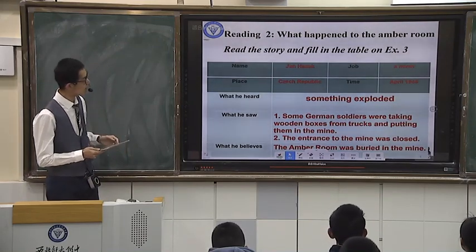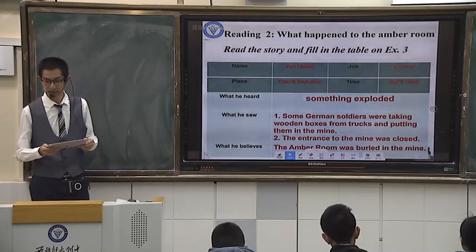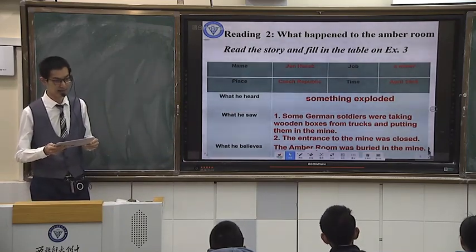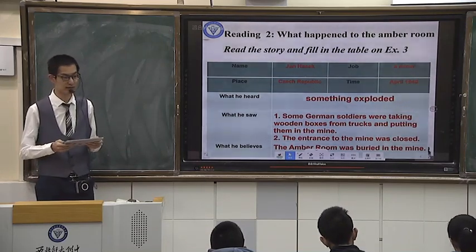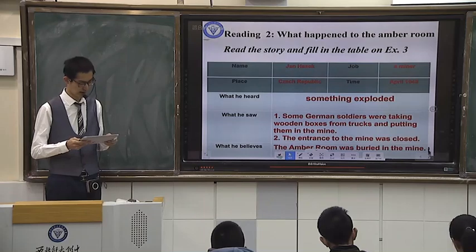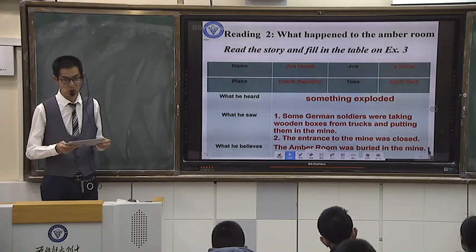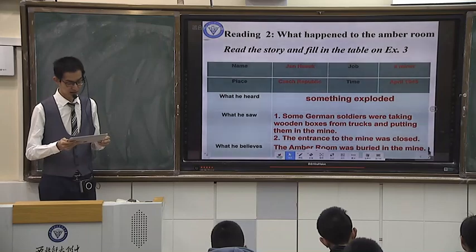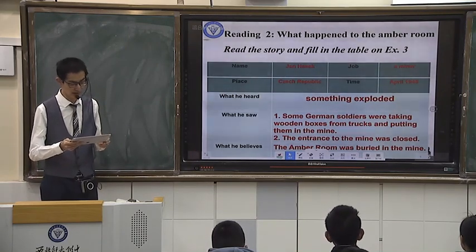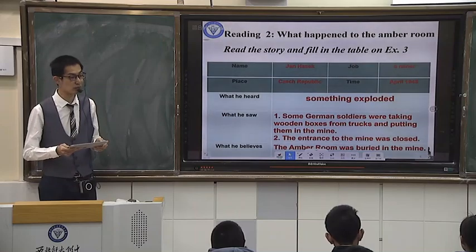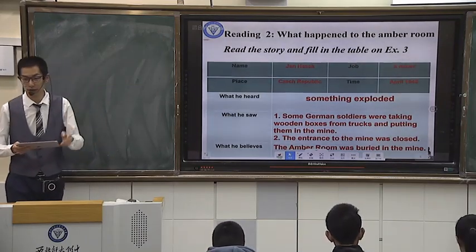Very good. And let's see what he heard. What he heard? Yes, he heard something exploded. Okay, cracked. Okay, cracked it if you didn't get it right. Moving on, what he saw. What he saw were taking wooden boxes from trucks and putting them in the mine. Okay, very good. That's the first thing he saw.